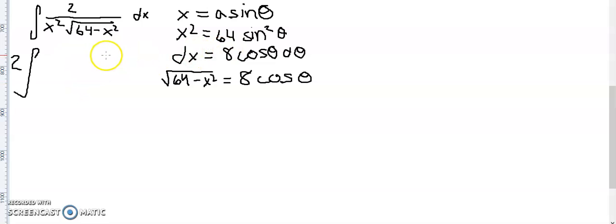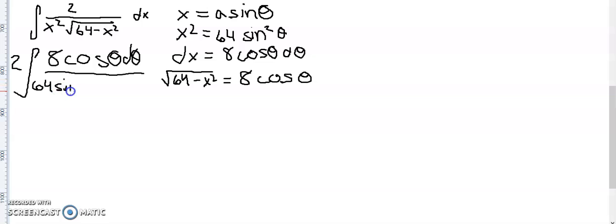So first, you should write this as 8 cosine theta d theta. The reason I'm rewriting it this way is because dx is still here and it's going to be in the numerator where that 2 was. And then in the denominator, we're going to have 64 sine squared theta times 8 cosine theta.